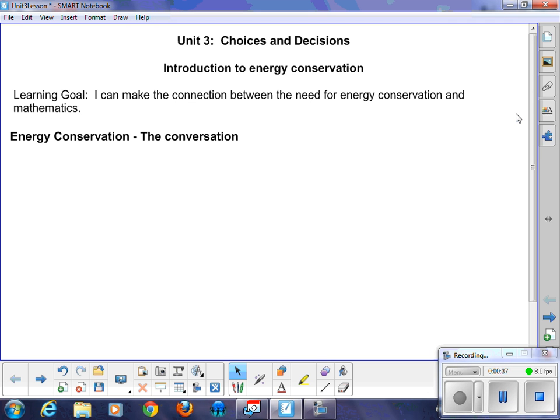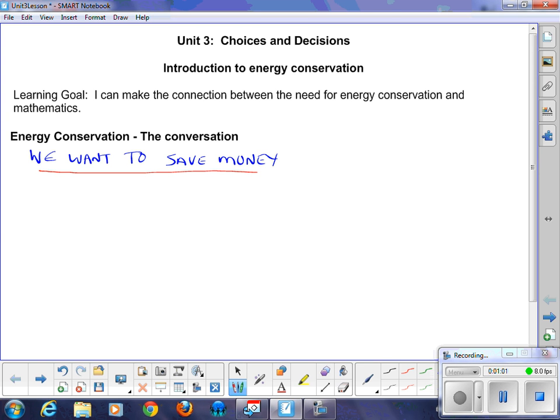So what are we talking about? Energy conservation. What we want to do is save money. That's ultimately our goal in life. One of your first tasks in this first lesson is to go through and identify some of the areas of waste that exist in your home and also within the school itself. So we want to save money.